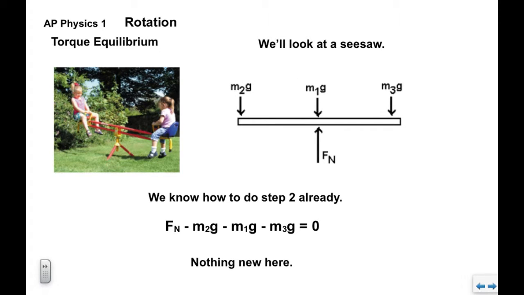Now we know how to do step 2. Step 2 is the force equations. We don't have any horizontal forces, so we don't need a sigma Fx equals 0. But sigma Fy, standard sign convention. Up is positive, down is negative. So Fn minus M2G minus M1G minus M3G equals 0. Nothing new here.